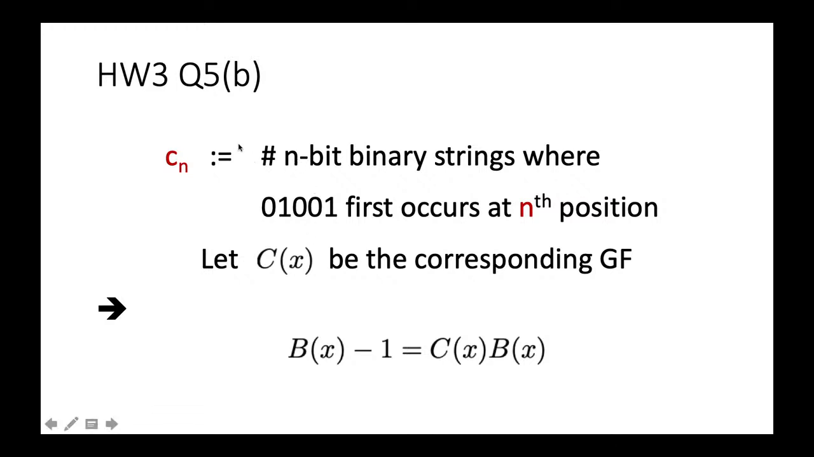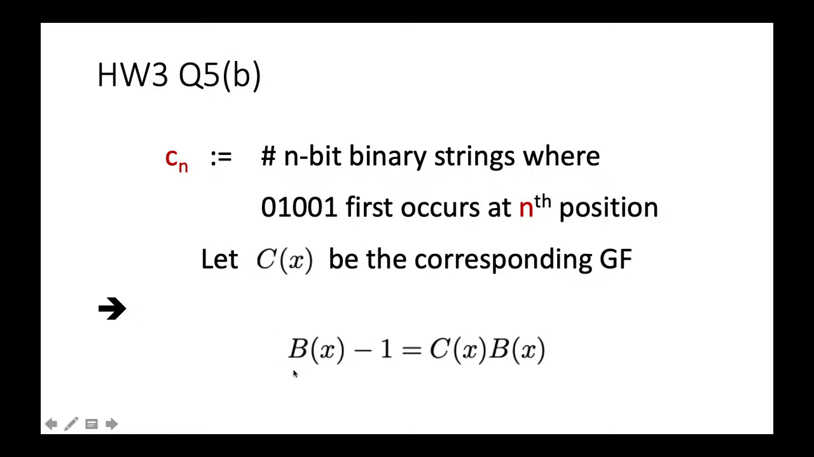The next part of this question is we define C of n to be the number of n-bit binary strings such that 01001 first occurs at the nth position. Now, this is something different from occurring at the nth position. This is the first occurrence, which has to be at the nth position. Again, we let Cx be the corresponding generating function.